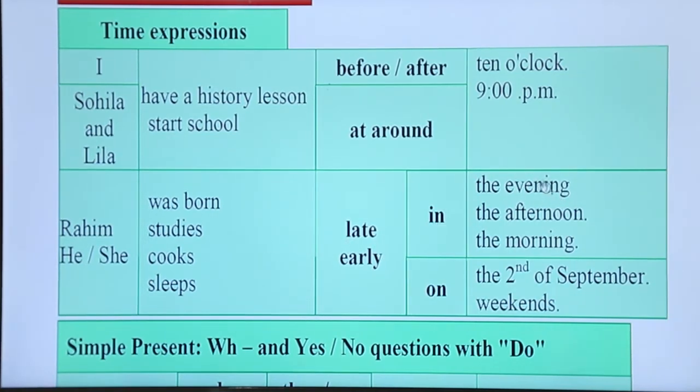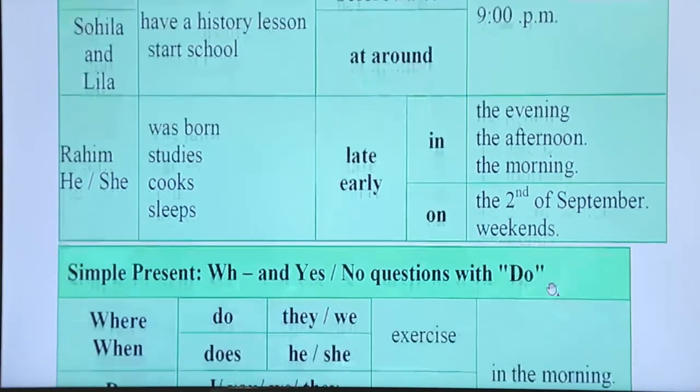In. برای evening ما این استفاده میکنیم. برای afternoon in. And for the morning also we have to use in the evening, in the afternoon, in the morning. But with the time or with the dates, برای تاریخ ما چی استفاده میکنیم؟ on. On the 2nd of September or on weekends. Rahim sleeps late on weekends. Or Rahim studies early on the 2nd of September.